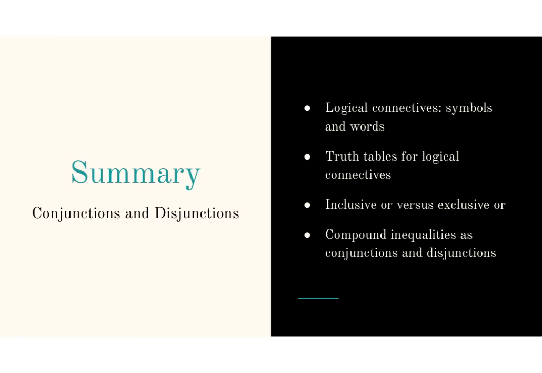To sum up, we talked about logical connectives, the symbols and words that can represent them. We talked about how to make the truth tables for logical connectives, and we're going to build a lot more on this idea of truth tables. We talked about inclusive OR versus exclusive OR. And then we talked about compound inequalities, representing them as conjunctions and disjunctions, especially that last example where it doesn't look like it's necessarily a conjunction, but it actually is.